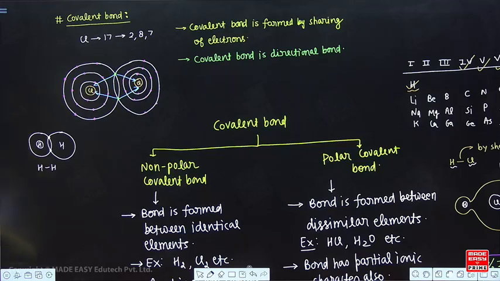Chlorine will never form ionic until and unless it gets any metallic element. Only chlorine is not going to form ionic bond. Raghav, chlorine will form ionic bond only if it gets any metallic element.